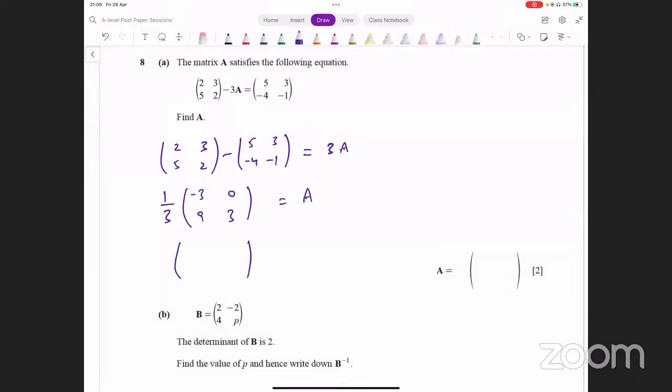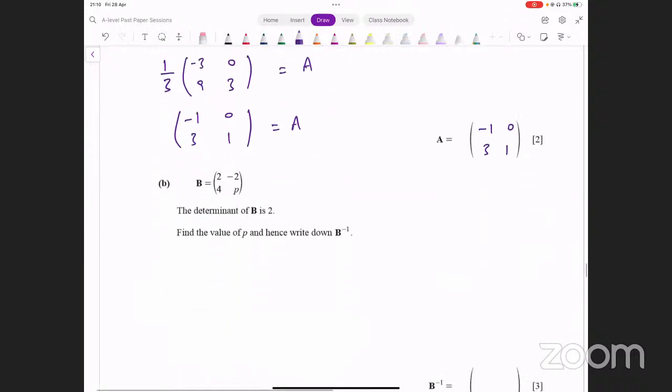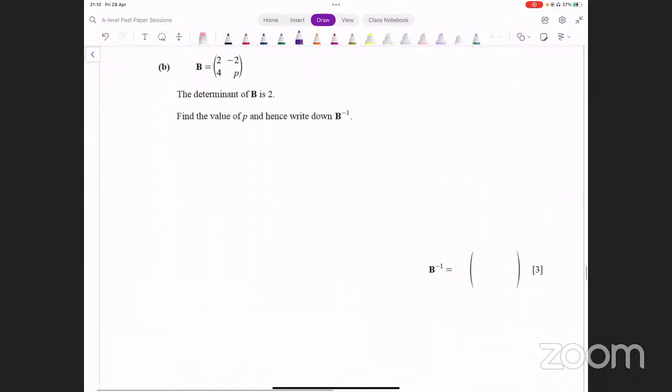So what do we get from that? Minus 3/3, that's minus 1. 0/3 is 0. 9/3 is 3. 3/3 is 1. So the final result that we get from this is minus 1, 0, 3, and 1. That's the result that we get from this. Let's look at part B now.